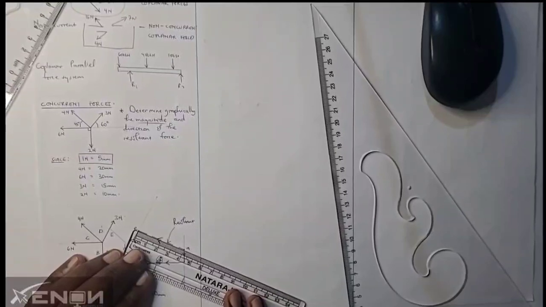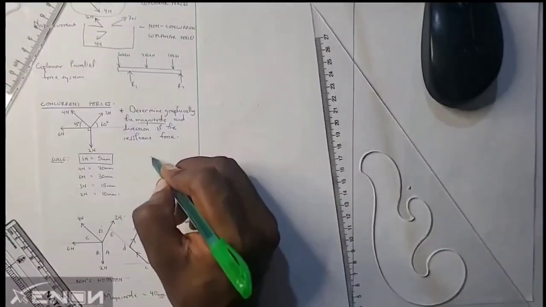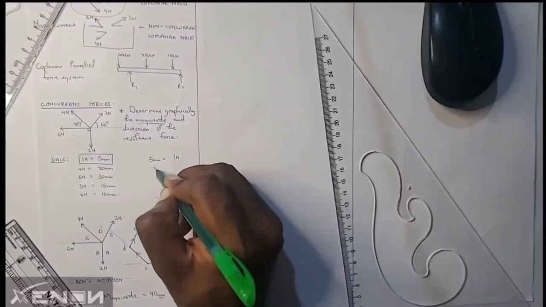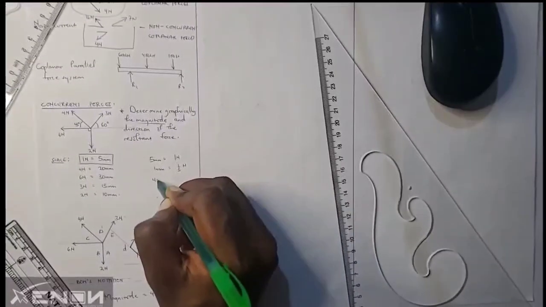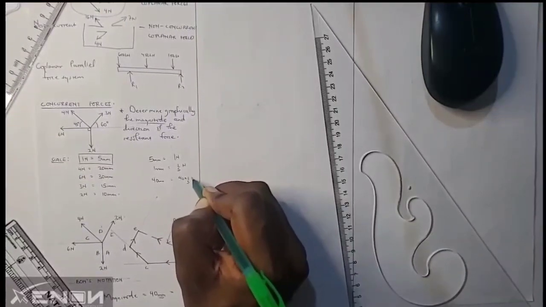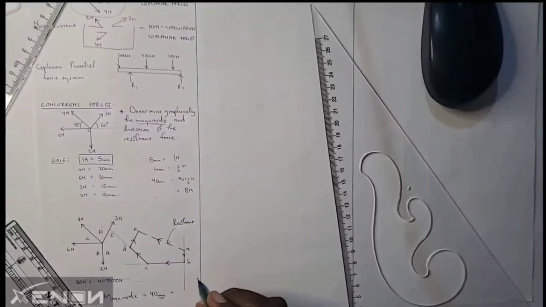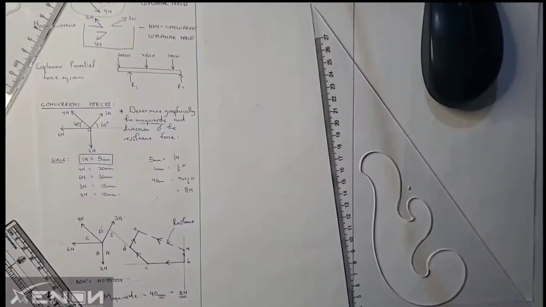Yes, we measured 40 millimeters, but the resultant is a force, so it can't be measured in millimeters. So we need to convert that back to newtons. According to our scale, 5 millimeters is equal to 1 newton. So what about 1 millimeter? This will be 1 over 5 newtons. So 40 millimeters would be equal to 40 times 1 over 5 newton, and you get 8 newtons. So the resultant here becomes 8 newtons. So that is the resultant.